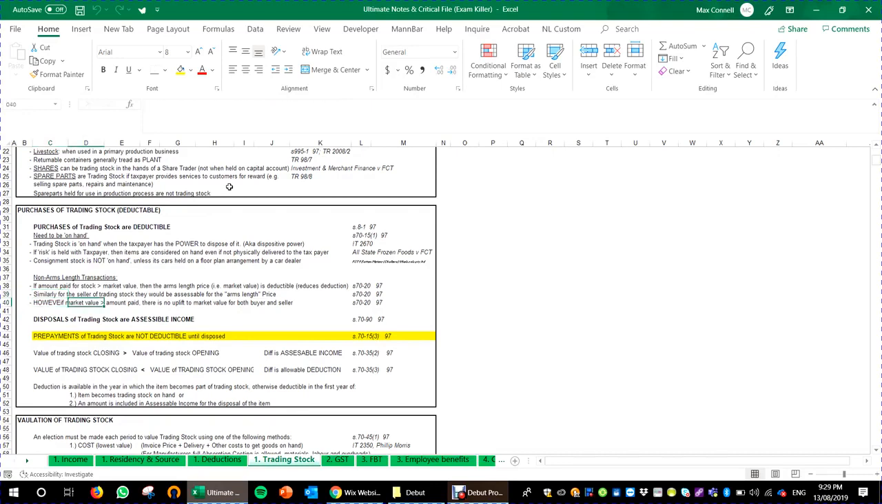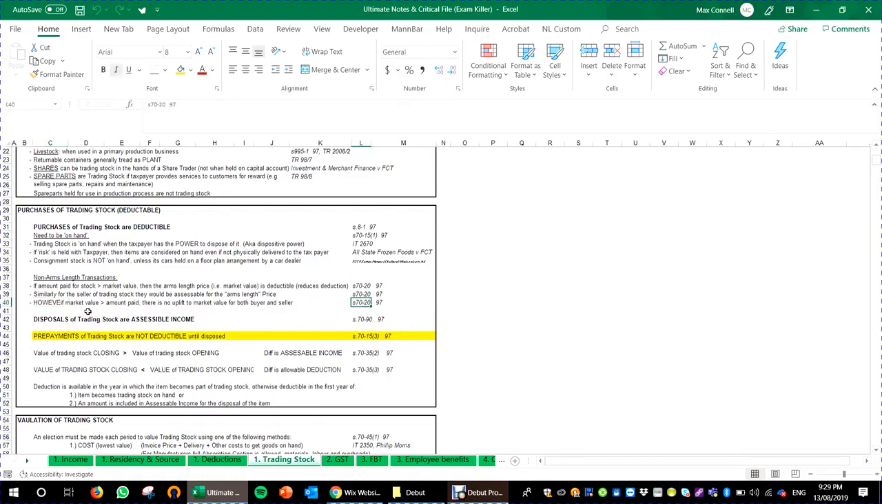However, if market value is greater than the amount paid, there is no uplift to the market value for both buyer and seller. So what does this mean? This means if you're selling something for $1 and the market value is worth $2,000, it means the seller only records $1 of sales and the purchaser only gets a $1 deduction. So there's actually no uplift. It's an interesting one. I guess in the ATO's eyes, it all works out in the end because they're getting 30% of that $1 and they're giving away a 30% deduction on the other side. So that's Section 70-20. That's an interesting one.